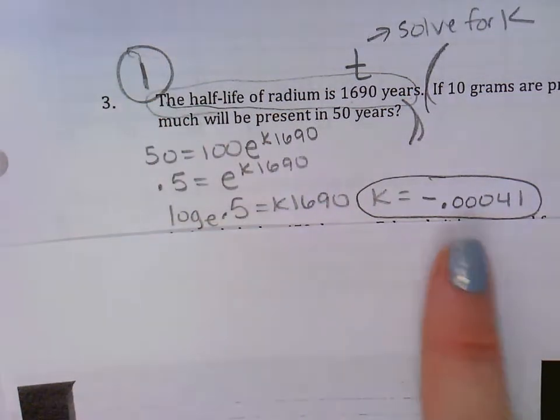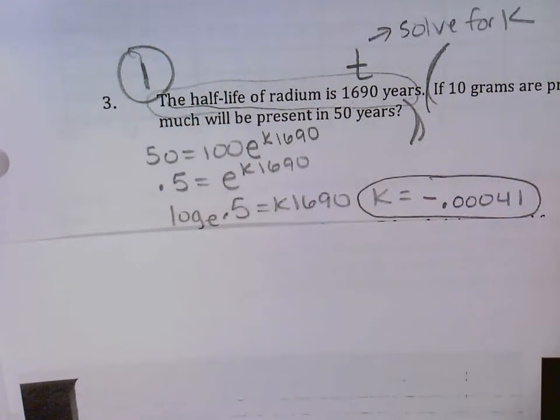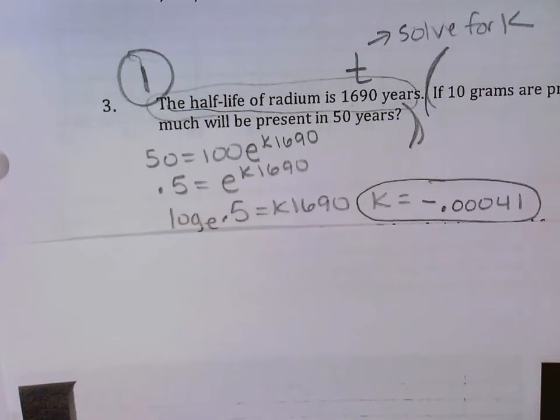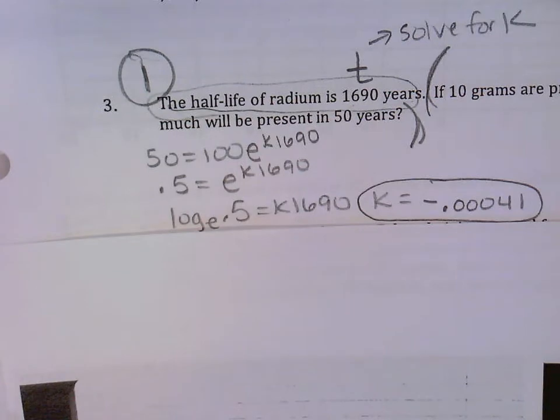So now you're going to do part 2 of this problem. If you have 10 grams now, so that's your A sub 0, how much will there be in 50 years? That's your T. So now you'll have everything for the right side of your equation.